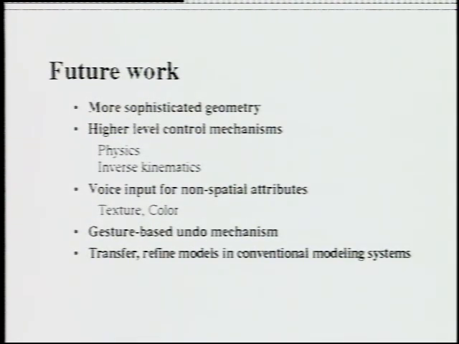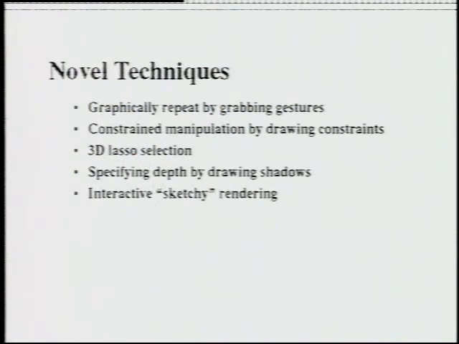It may also prove useful to incorporate a gesture-based undo mechanism and to refine sketch models in conventional modeling systems. We have shown a number of novel techniques, including the ability to graphically repeat operations, to explicitly draw transformation constraints, to select objects with a 3D lasso, and to specify an object's depth by sketching its shadow. We have also demonstrated a variety of non-photorealistic rendering techniques, although there is still much potential for continued work in this area.